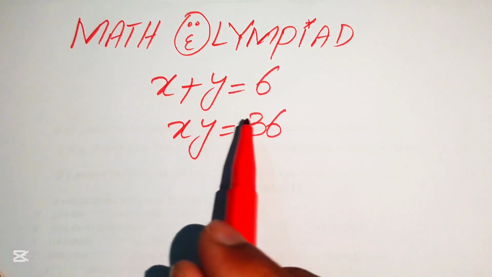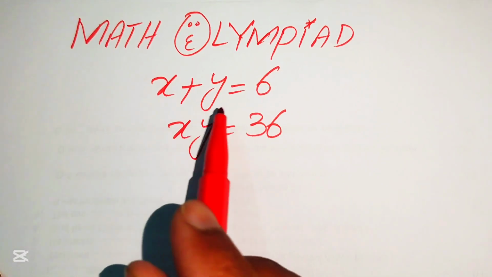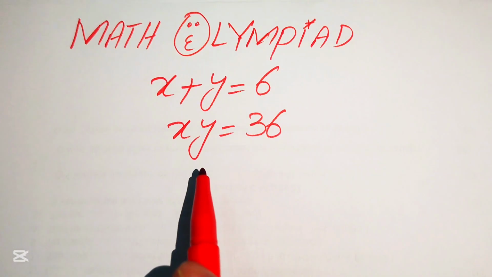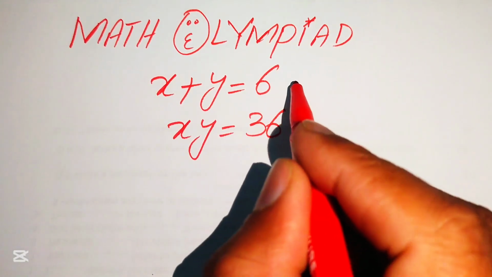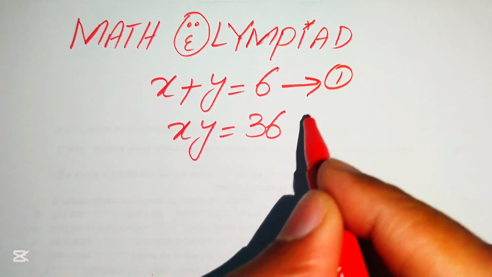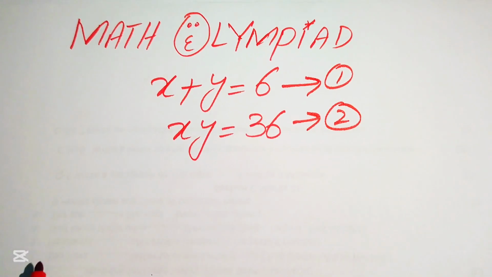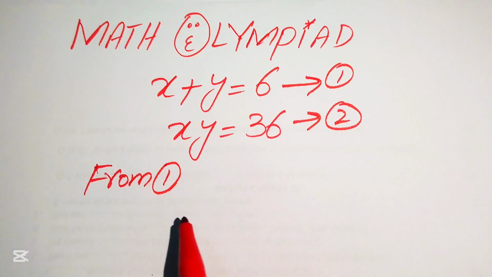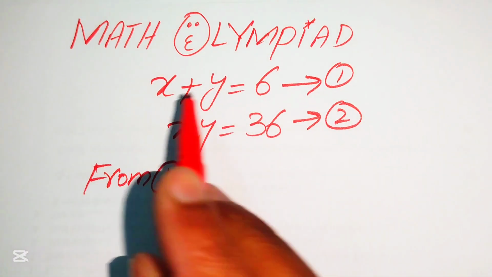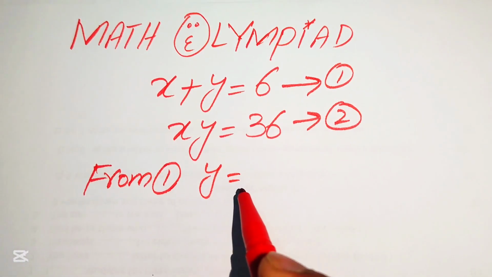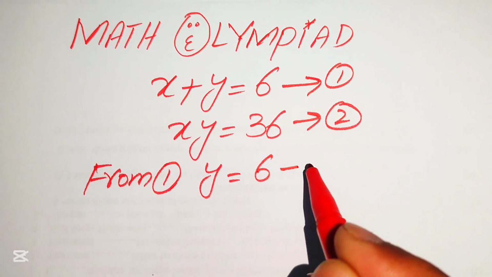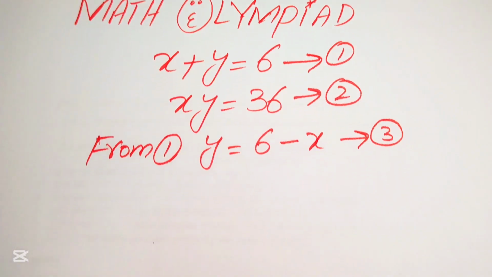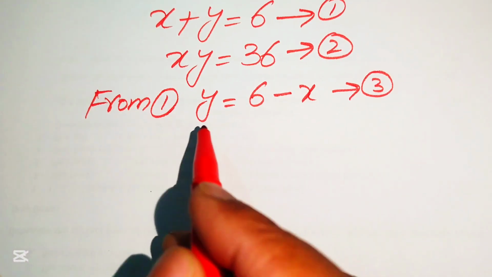So here we have x plus y equals 6 and xy equals 36, and we solve this problem for the values of x and y. First we call this equation number 1 and this equation number 2. From equation number 1 we move this x to the right hand side and we write y equals 6 minus x, and we call this equation number 3.